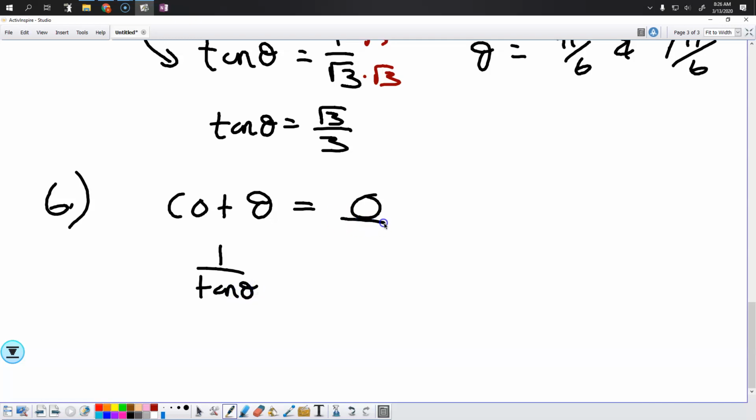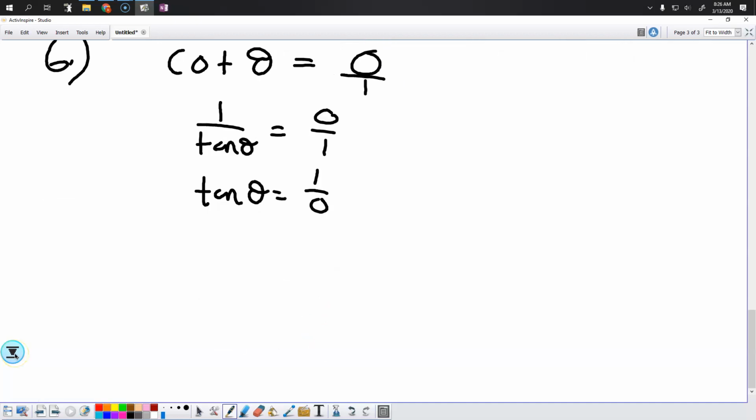Now think of this as a fraction, right? So if we take the reciprocal, what do we get? 1 over 0, which is undefined, right? If you flip over 0, you get undefined. So we're asking, where is tangent theta undefined? And on your unit circle, on your tangent circle, I should say, where does that happen? 90 and 270.